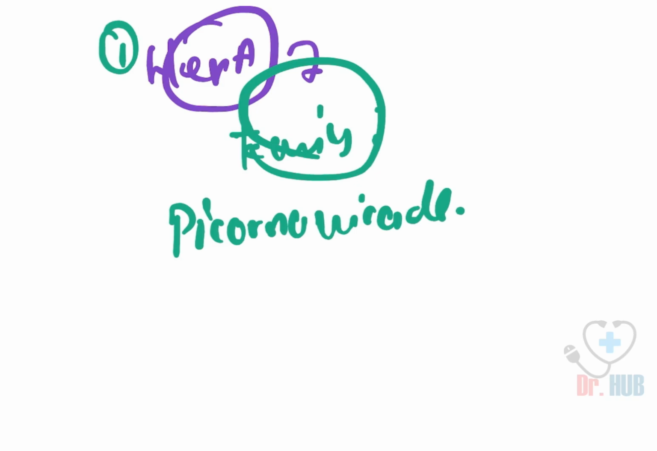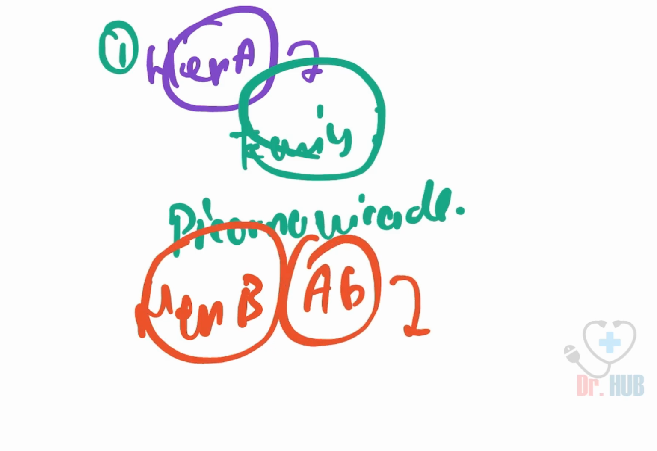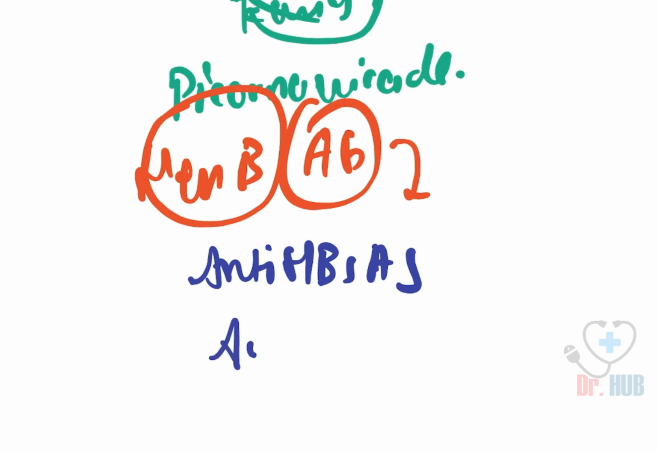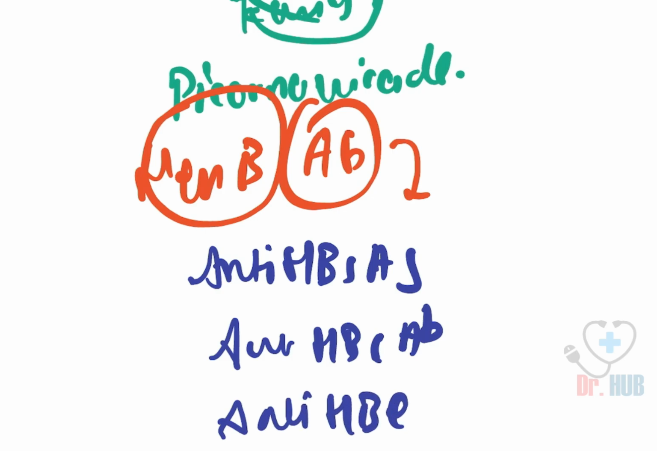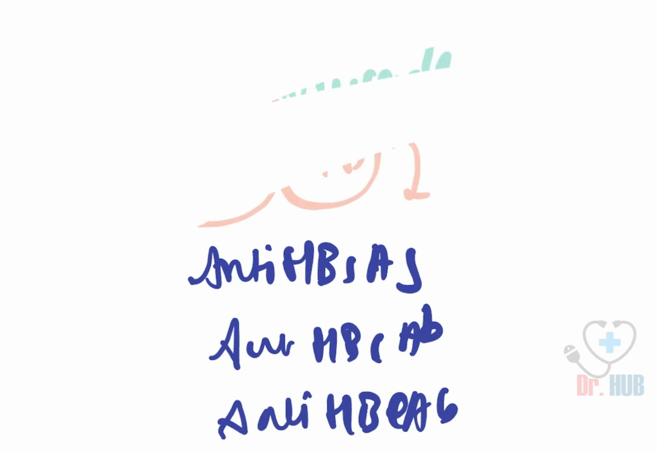Then we saw, in the case of hepatitis B, what are the antibodies seen? The antibodies include anti-HBsAg, anti-HBcAb, as well as anti-HBeAb. The next question was, what is the therapeutic management in case of HDV? The therapeutic management is by PEG-IFN alpha.